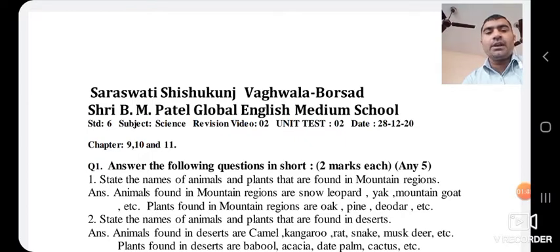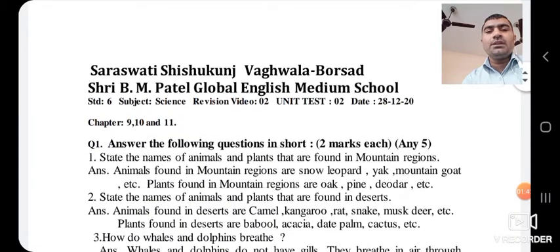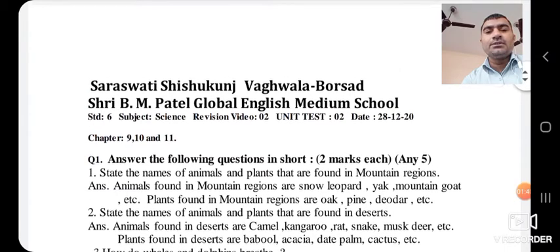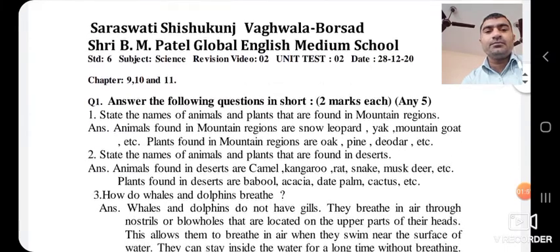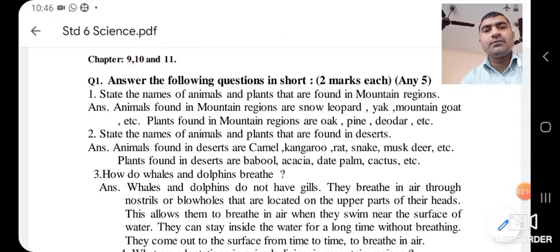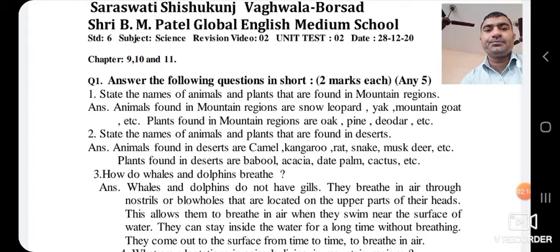Now the second question we have: state the names of animals and plants that are found in desert region. Animals found in desert region are camel, kangaroo, rat, snake, musk deer, etc. And the plants which are found in desert region are babul, acacia, date palm, cactus, etc. So these are the plants and animals found in desert region.